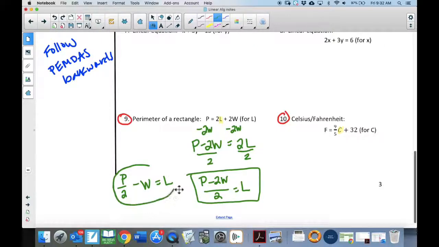And if you don't understand that step, don't worry. You can do it either way. There's nothing wrong with this answer at all. Just leave it like that. But some people just really want to divide it, and so this is what you would get if you divided it.